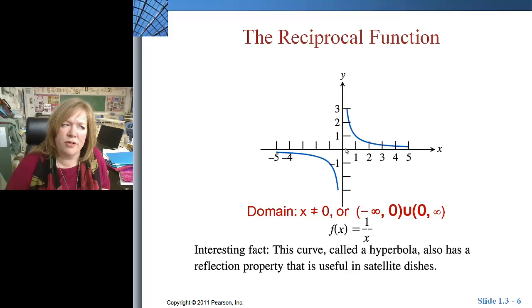If I look left to right, as I go, I've got graph, graph, graph, graph, no graph. It jumps over the 0, and then I've got the blue graph continuing on this way. The range likewise jumps over the 0. If I look up and down, my range would be the same thing, negative infinity to 0, union 0 to positive infinity, with the rounded parentheses around there, because it skips over the 0 if I go up and down. There's no y value at 0.